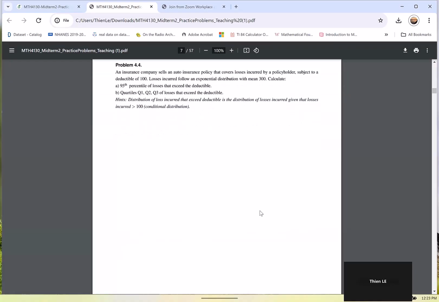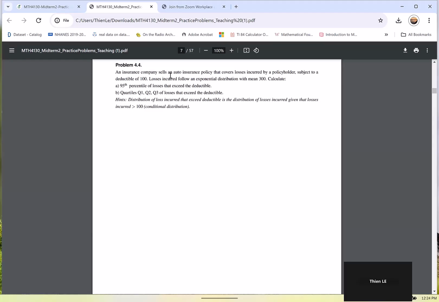Number 4. An insurance company sells an auto insurance policy that covers loss incurred by a policyholder, subject to a deductible of 100. Loss incurred follows an exponential distribution with mean 300. Calculate the 95th percentile of loss that exceeds the deductible.